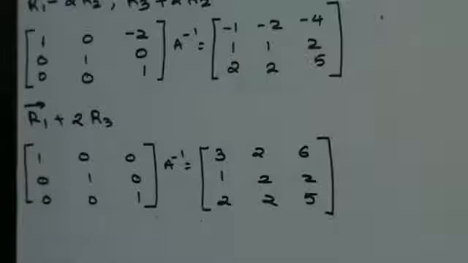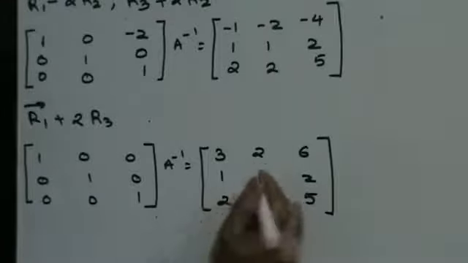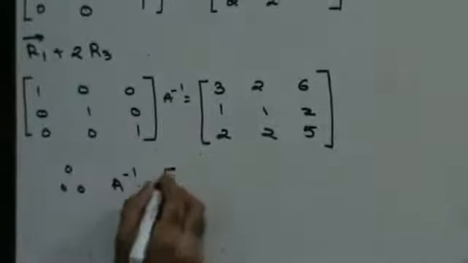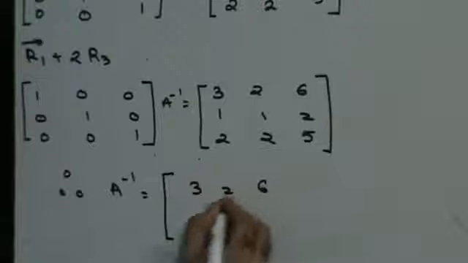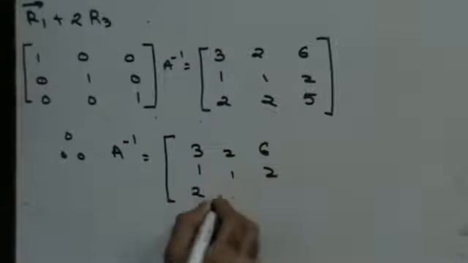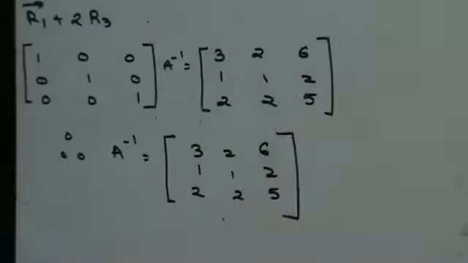So 3, 2, 6, 1, 1, 2, 2, 2, 5, sorry. Right? Now, but what is this? This is nothing but identity matrix. What's the value of identity matrix? 1. So therefore, I'll get A inverse is 3, 2, 6, 1, 1, 2, 2, 2, 5. That's your answer. Right? This you get as a 4 mark sum in your paper. Integration is a 3 mark sum, but this is a 4 mark sum. This is the only 4 mark sum that you get in the paper.